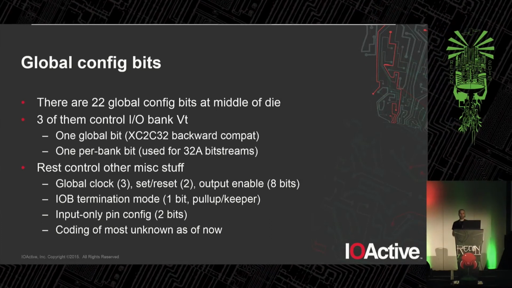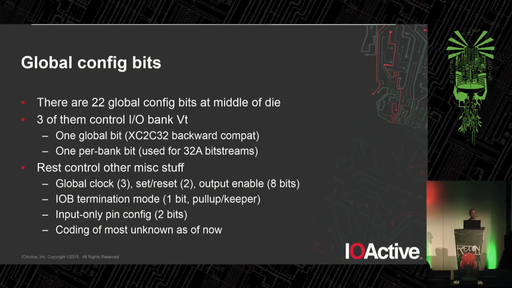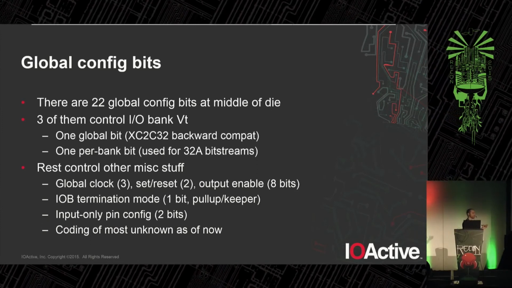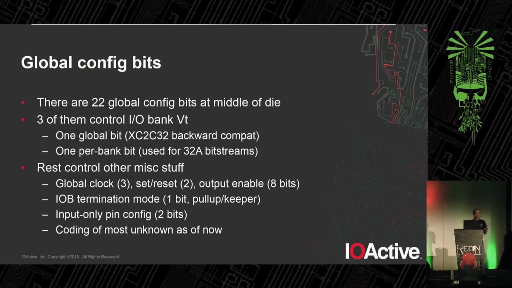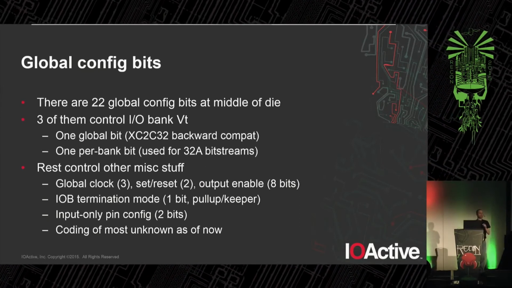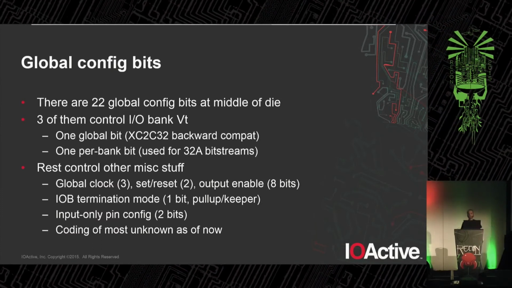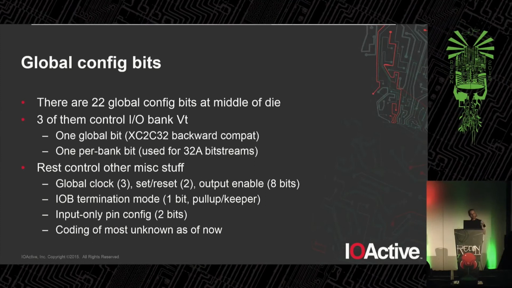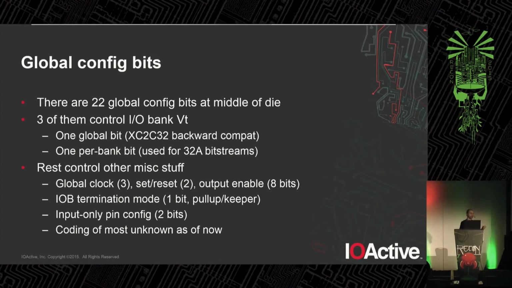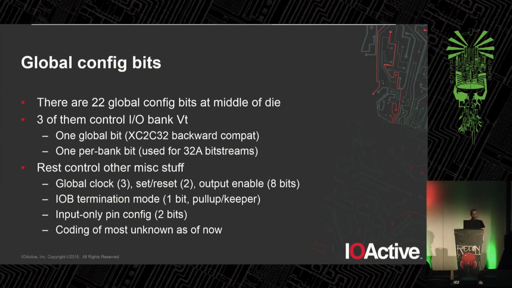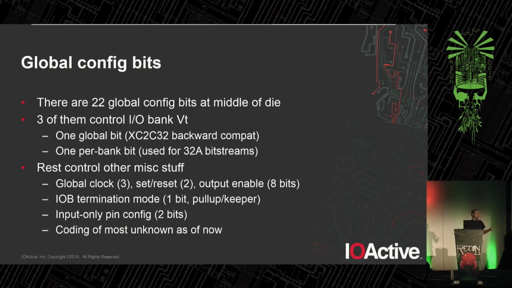We know 3 of them control the VT for the I/O banks. The device has 2 I/O banks, but the original XC2C32 only had 1 I/O bank. So they did a clever hack. They are now bitstream compatible with the 2C32. They added 4 more configuration bits. The way they did this is they have 1 global bit. If this bit is set, then it'll use the old school XC2C32 configuration setting for this. The newer ones are 2 additional per bank bits. So it actually just does a bitwise AND between the global bit and the per bank bit.